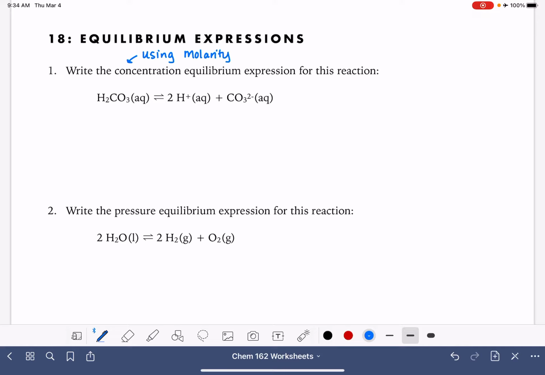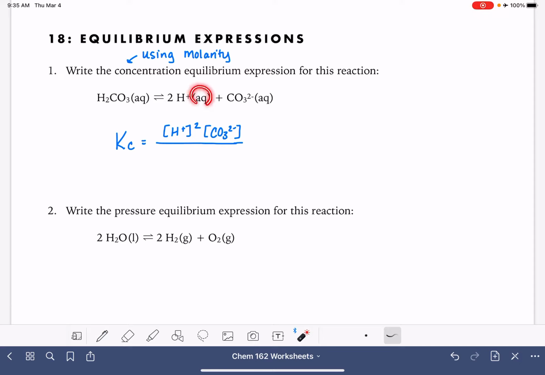We can be really specific by calling this equilibrium expression a Kc, K, the equilibrium constant, and then the subscript C because it's calculated using concentrations. This is going to be, as you know, the products of the reaction, which are H plus and CO3 2 minus, and each one needs to be raised to its stoichiometric coefficient. So since the coefficient of H plus is 2, we're going to put this 2 right here.